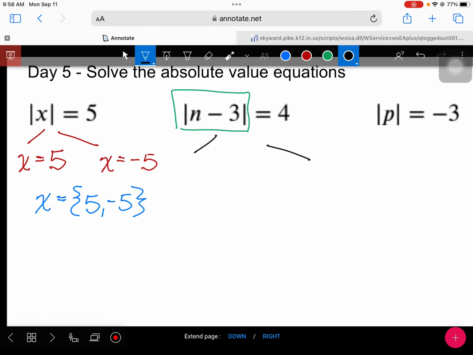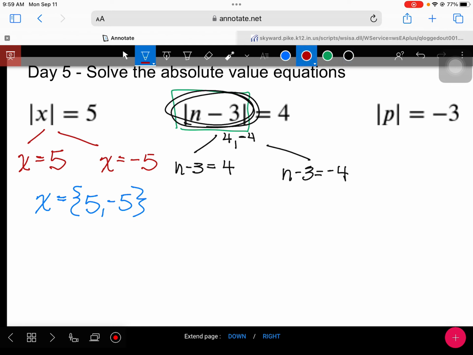All right? So I know n minus 3, whatever this is in here, has to be 4 and -4. And so that's why we set it equal to the positive amount of 4, and then we set it equal to the negative amount of -4, because we know whatever's in there has to be a 4 and a -4. But we still need to figure out what n is.